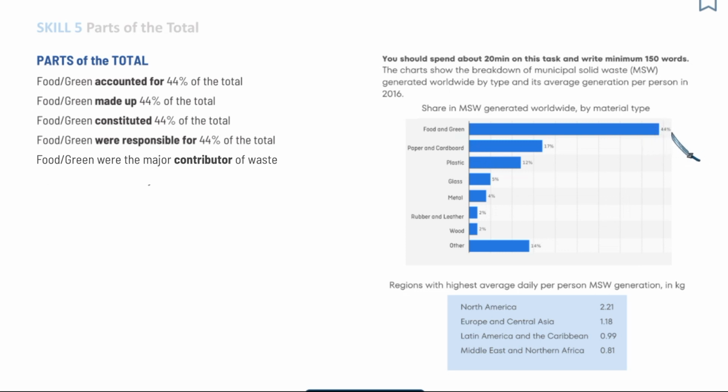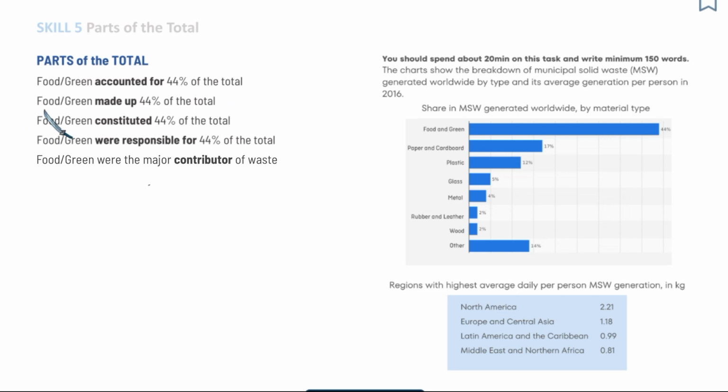Now, how can we express this idea? How can we present this idea? Well, there are a few ways to do this. Food and green accounted for 44% of the total. Accounted for, very good, very useful for these situations when we're talking about a part out of the total.